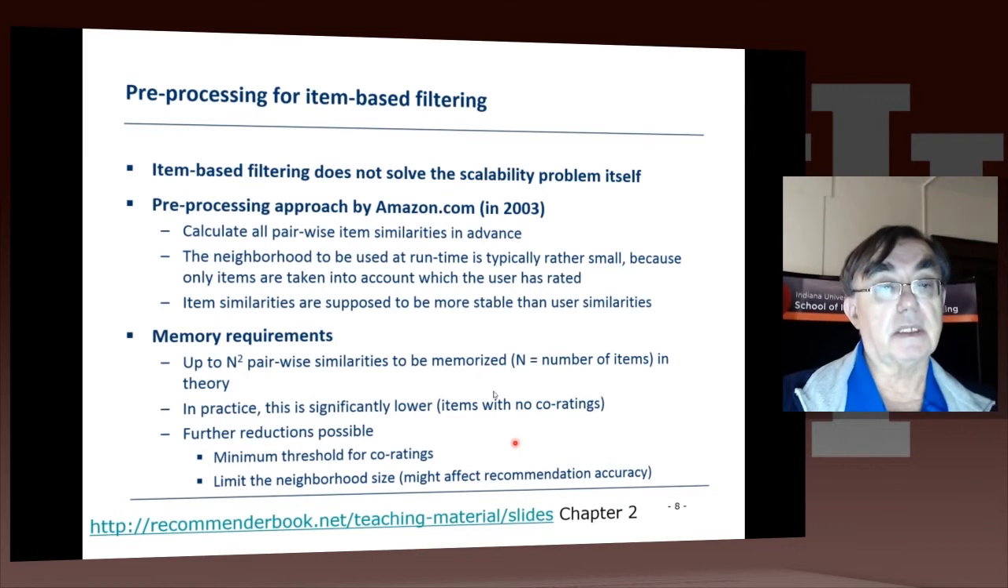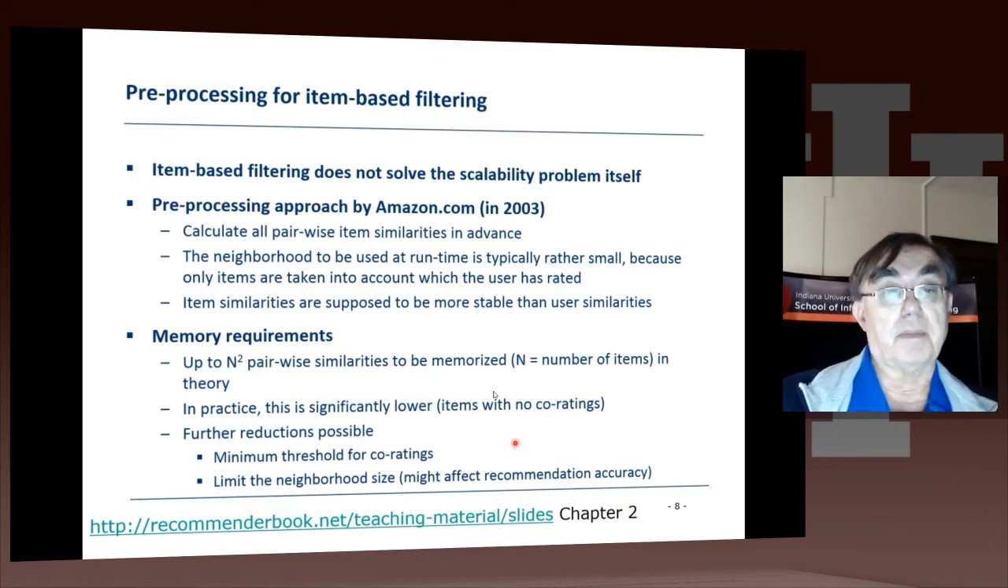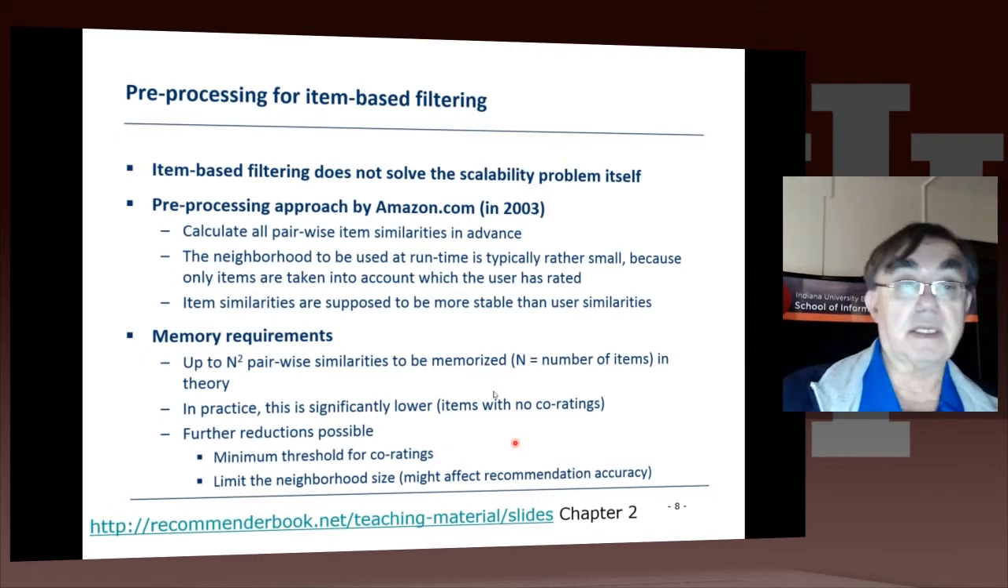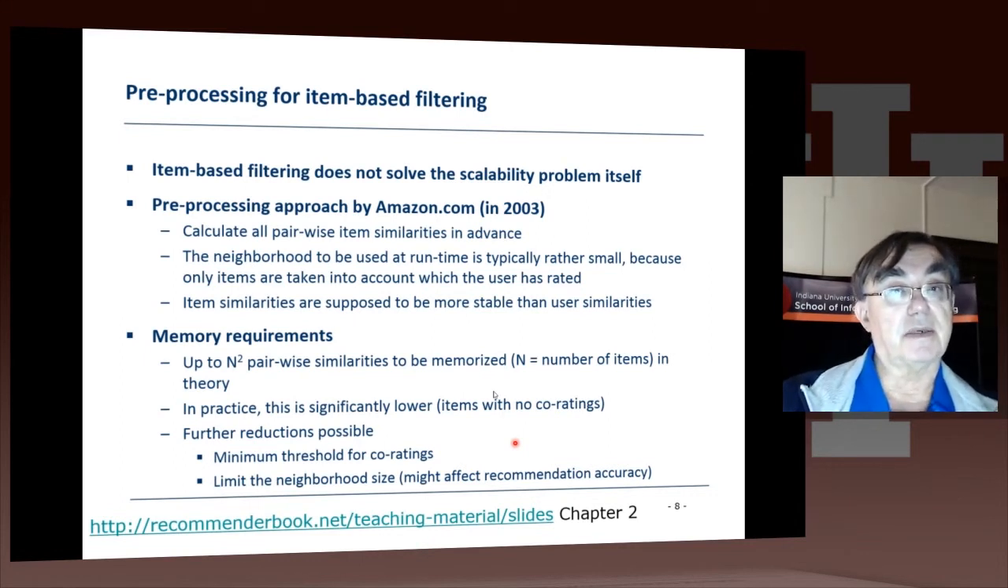So it points out here that just doing item-based collaborative filtering doesn't solve scalability directly. In the Amazon paper in 2003, it describes a preprocessing approach where you calculate all the pairwise similarities between items in advance. You just do that, say, at midnight. Although actually it doesn't really matter when you do it, because these sites are online 24 hours a day, since there's always some part of the world where they are being accessed.